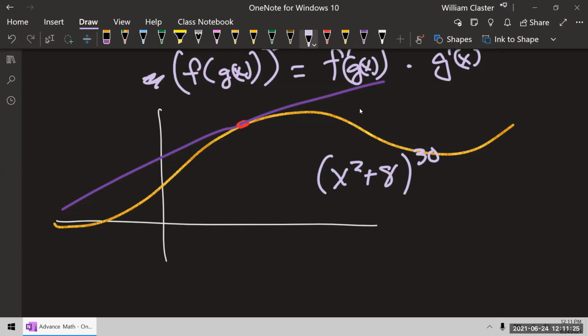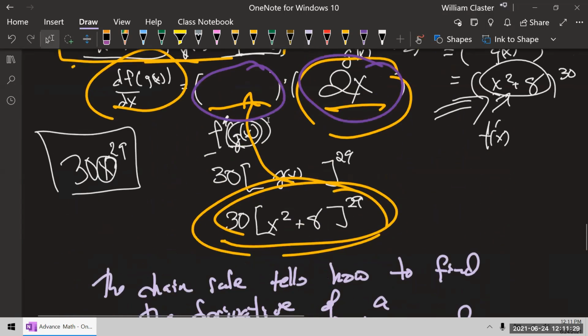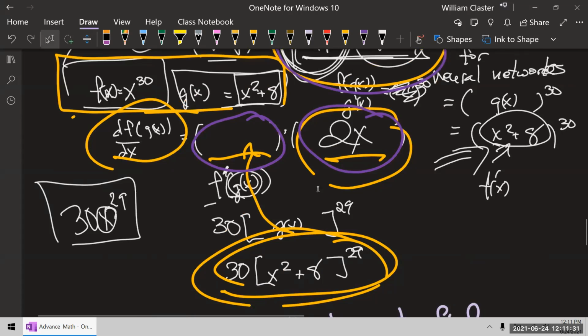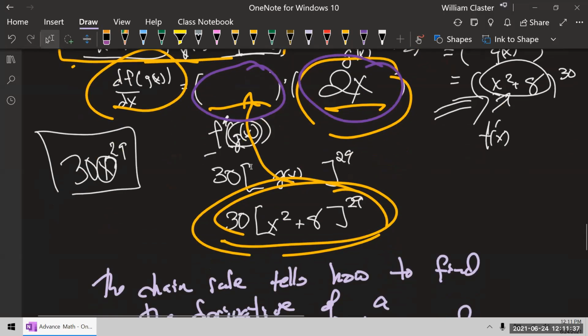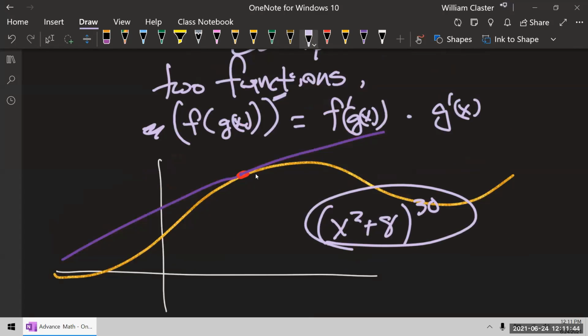What was the answer? It was up here somewhere. It was this thing times this thing. So that's the formula for the derivative. That's going to tell me the slope of this crazy function wherever I want to know the slope of it. So that's what we're doing. When we use the chain rule, it's just a way of calculating the formula for finding slopes.